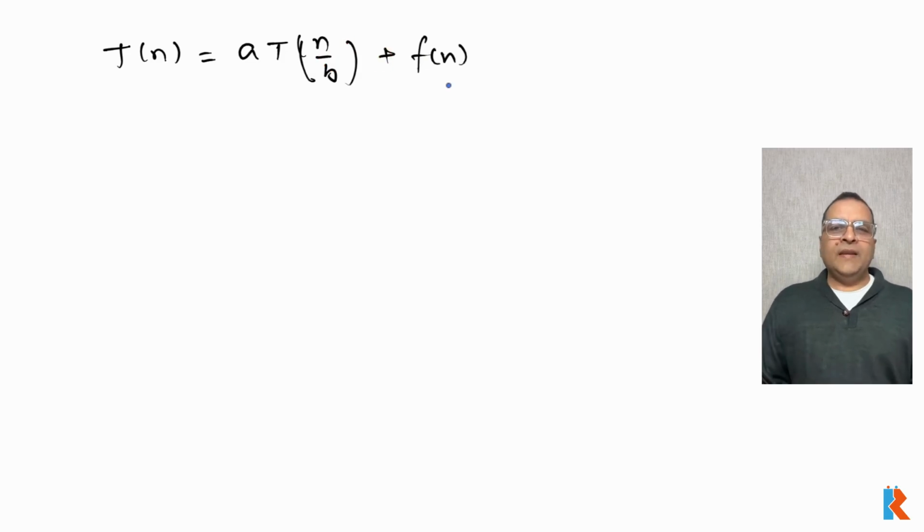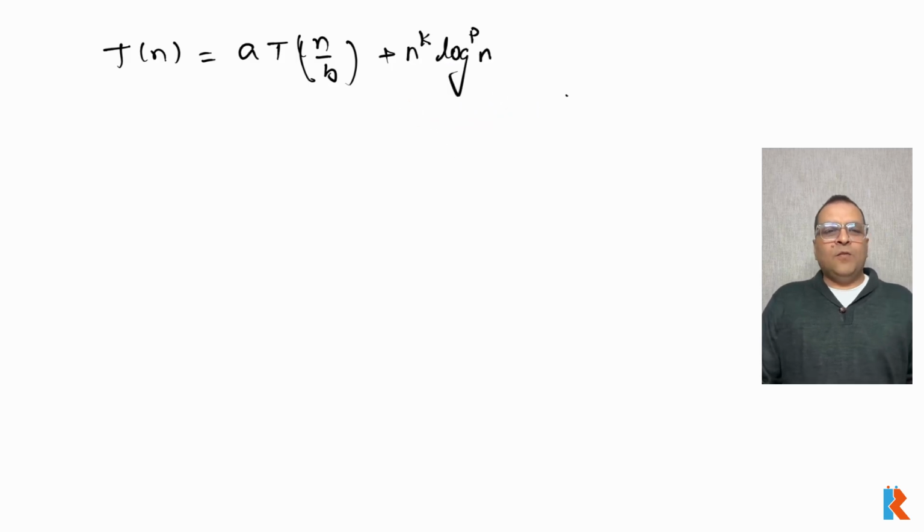Now this function of n can either have a power of n, or it can have a power of log n, or it can have both. So let's write this function of n as n raised to the power k into log of n raised to the power p. If f(n) is only n, then p is equal to 0. If f(n) is log n, then k is equal to 0. If f(n) is n log n, then both k and p are 1, and like that. Therefore, let's replace f(n) by n raised to the power k log n raised to the power p.